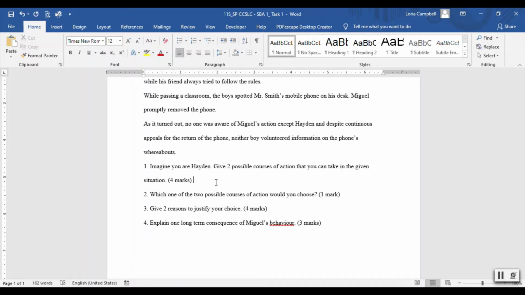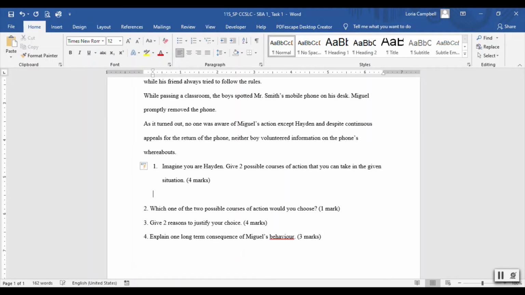Number 2, which of the 2 possible courses of action would you choose? So you would have given 2 things that you could do in the situation. I said I would tell Miguel to give back the phone. I said I would report it. Now, which one would I choose to do? Okay, I would choose to tell Miguel to give back the phone. So I gave 2 possible situations and I'm supposed to choose one. So what you do here is just simply go back and choose one of the 2 things that you would have entered here.